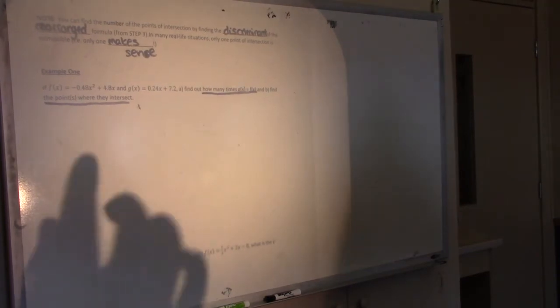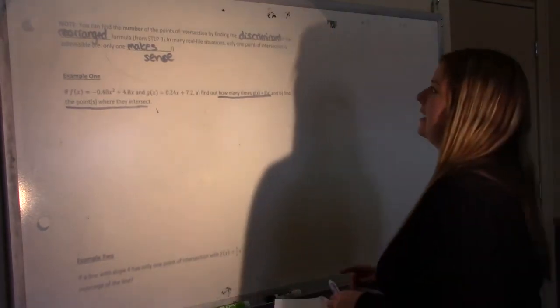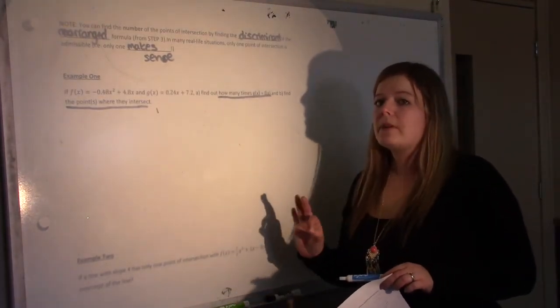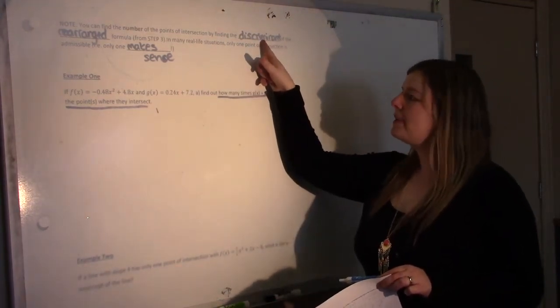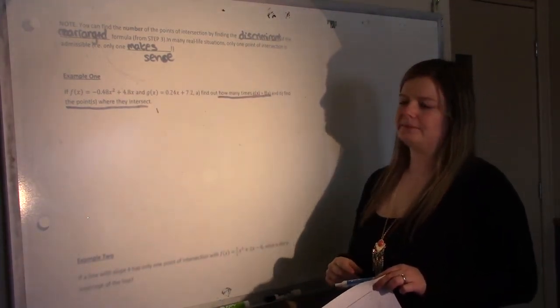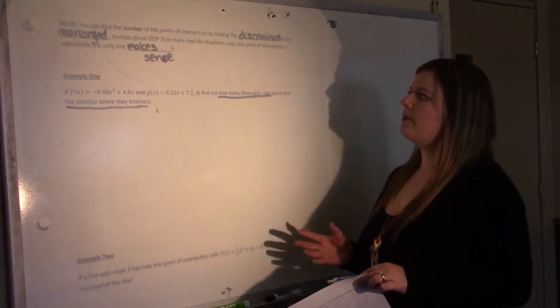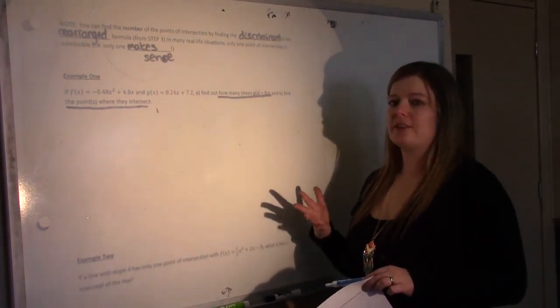Now, it might also ask you to find the number of zeros, or the number of solutions rather, instead of actually finding what the solution is. So you can find just the number of solutions, or how many points of intersection there are, by finding the discriminant of the rearranged formula. Okay? And so that will tell you how many solutions there are.